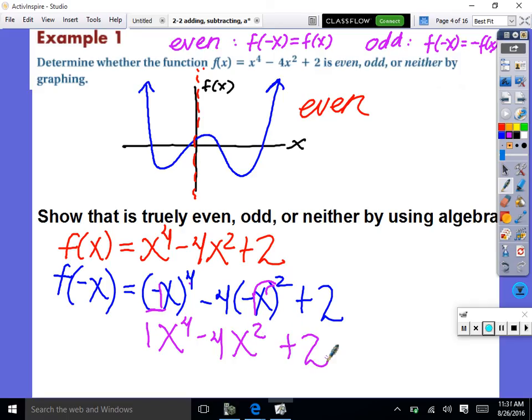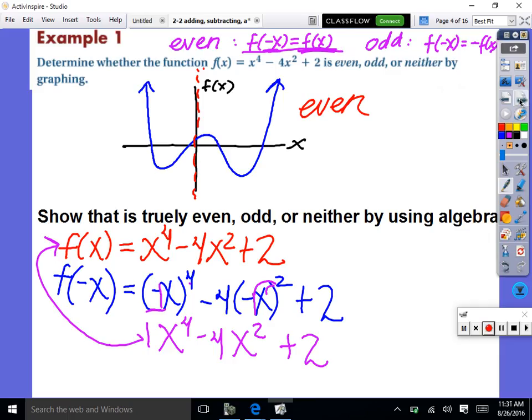Now let's look at that function. Did that come out to be the exact same thing as f of x? Yes. And that's what happens when it's even. When we plug in negative x, we get that same f of x out. You see how algebraically I can check it? Yeah. Okay. Do you have questions? Yes? You always plug in negative x? Yes. Great question. Any others?